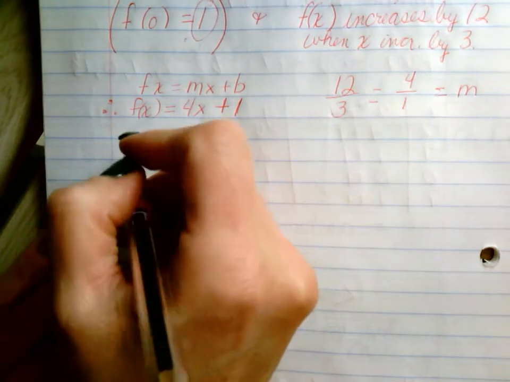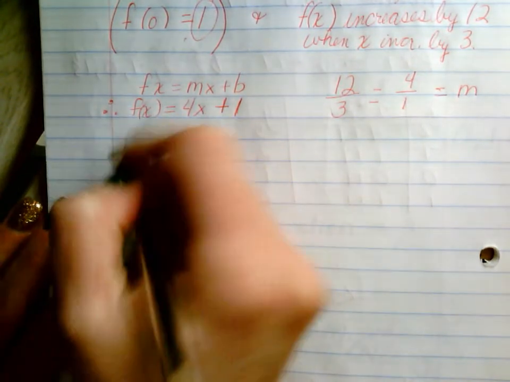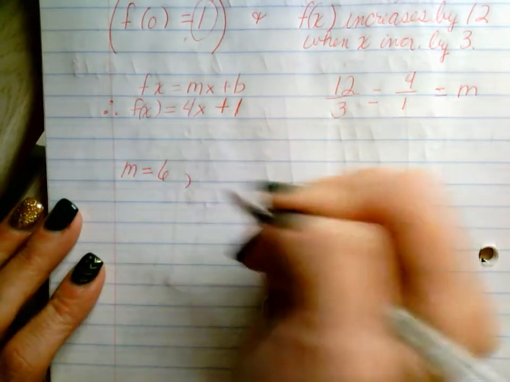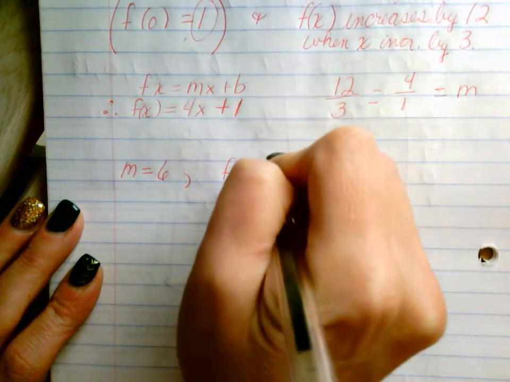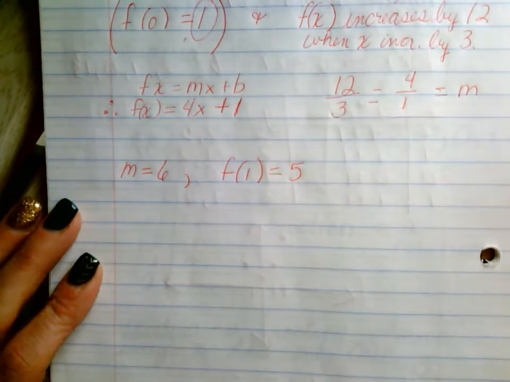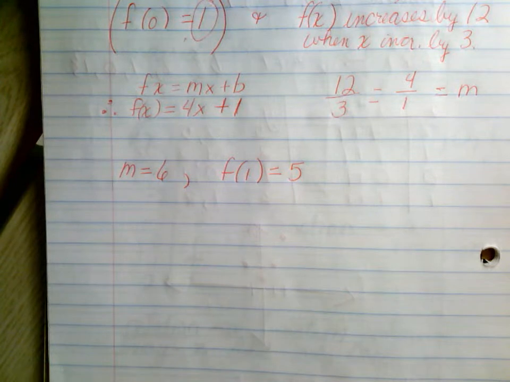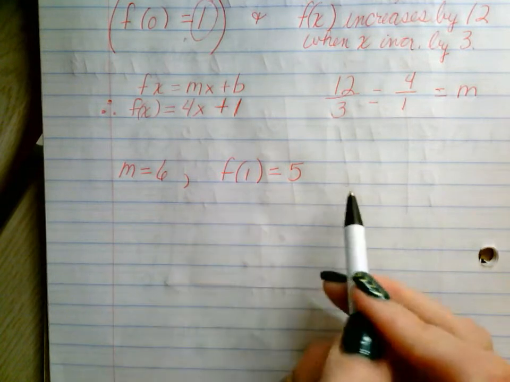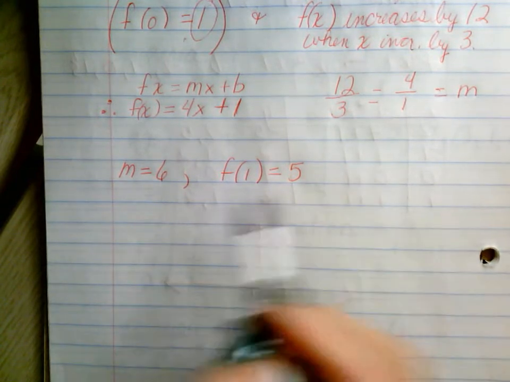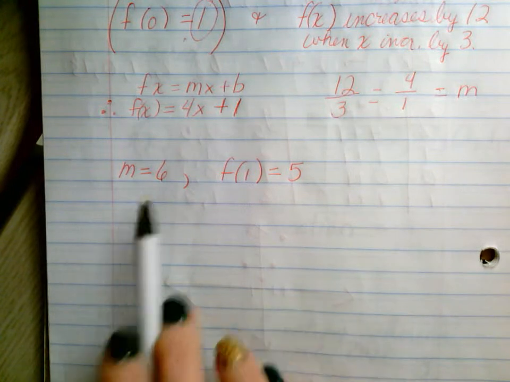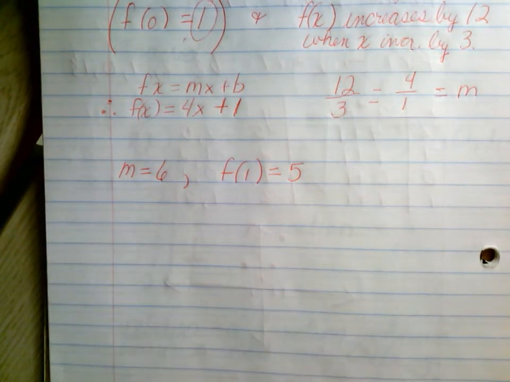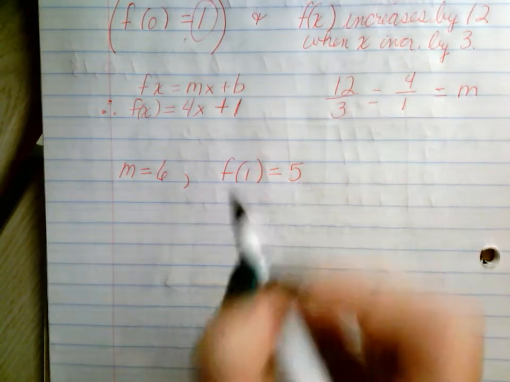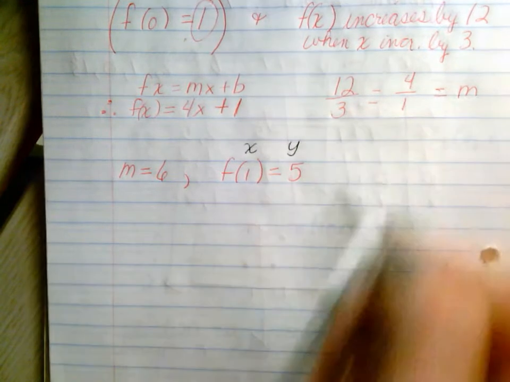What if you're not given information like that? What if you're given, so here's another one, a slope of 6 and a pair of points like this? Okay, if I'm given a slope and a pair of points, I can use my slope and my points to solve for b, and then use b and m to create my equation. It would look like this. This is my input, this is my output, right? This is my x, this is my y.